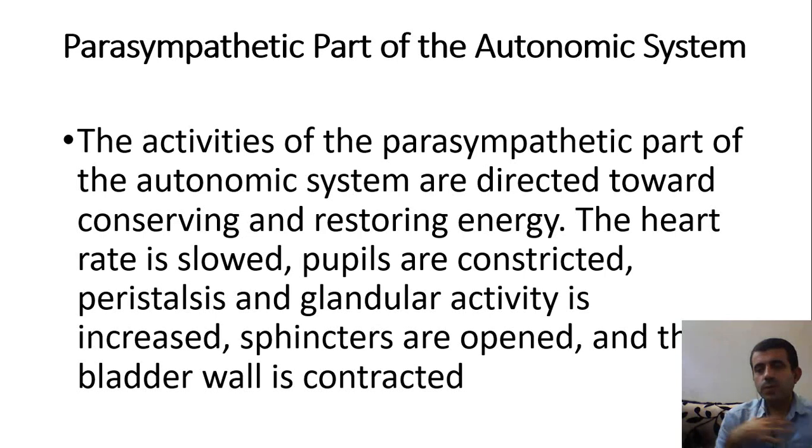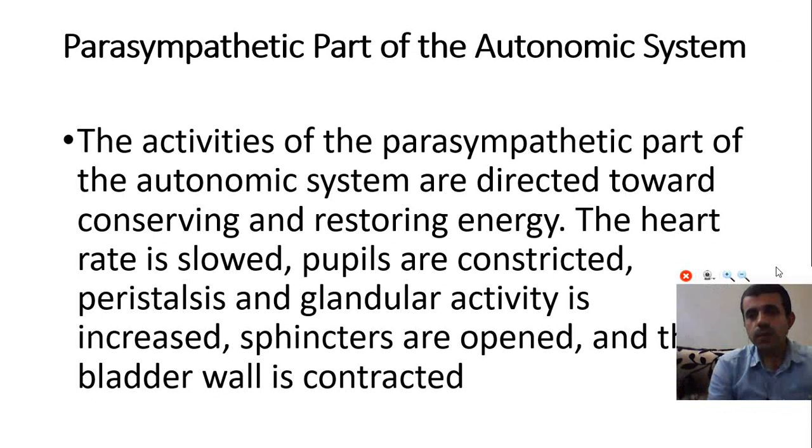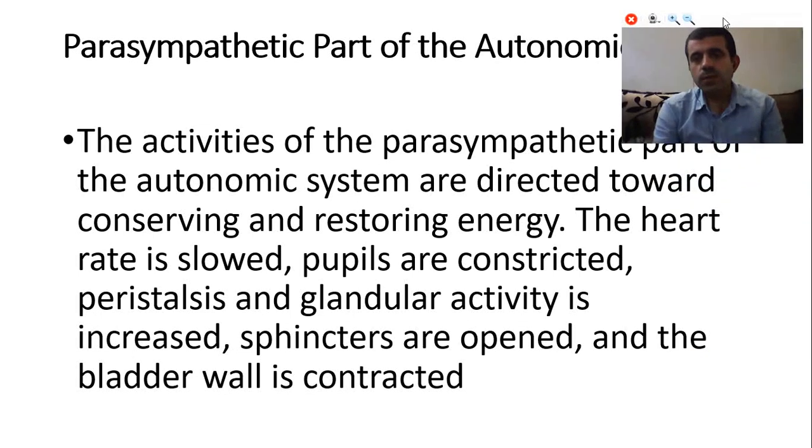So when your body is at rest, sleepy, the parasympathetic is overactive. The heart rate will be reduced, slowed, the pupils are constricted, peristalsis and glandular activity are increased, sphincters are opened, so you can defecate or urinate if you are at rest or the parasympathetic system is overactive, and the bladder wall is contracted.